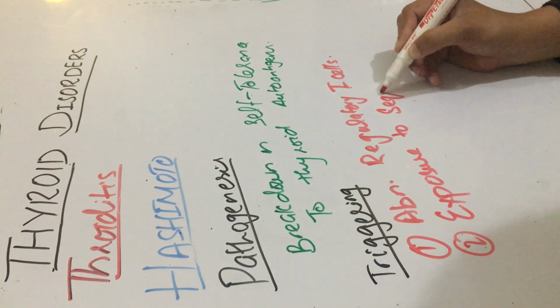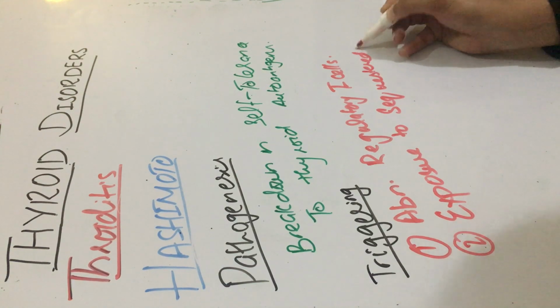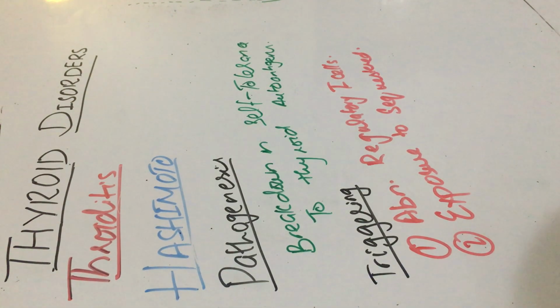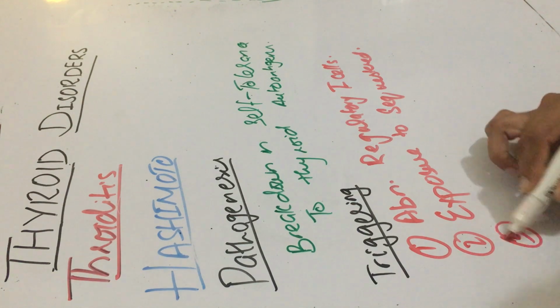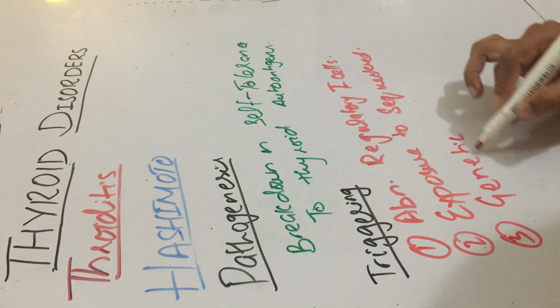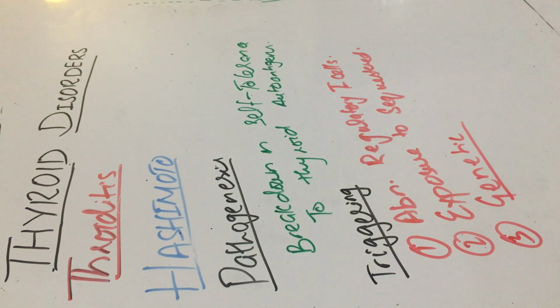The second cause could be the exposure of normally sequestered thyroid antigen. Normally the thyroid antigens are not present in the blood and they are not exposed to the immune cells. Due to an unknown mechanism, these sequestered thyroid antigens are exposed and the antibodies begin to form against them. The third cause could be any genetic abnormality. For example, there is the polymorphism of the immune regulation associated genes, and such patients are more susceptible to develop Hashimoto thyroiditis, an autoimmune disorder. So these three were the triggering agents.